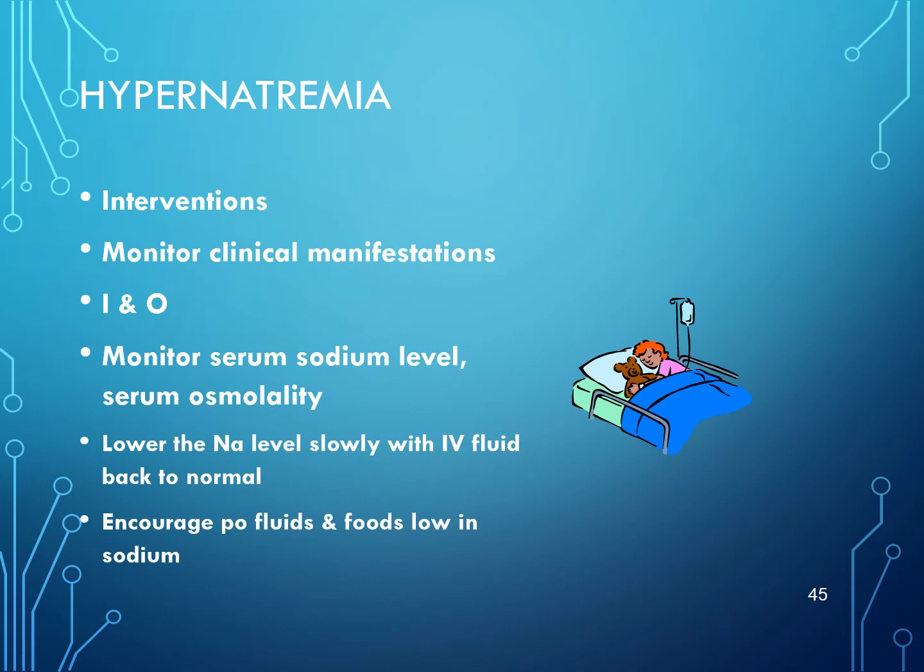We're going to lower the sodium levels slowly with IV fluids to get it back to normal at a rate that is no greater than 0.5 to 1 mEq per hour. This allows time for cellular diffusion to occur. We would give a hypotonic or isotonic solution, and we want to do it slowly because if we do it too quickly, it can cause cerebral edema. Due to this, we may actually give diuretics to lower the sodium as well. We would want to encourage PO fluids and foods that are low in sodium.